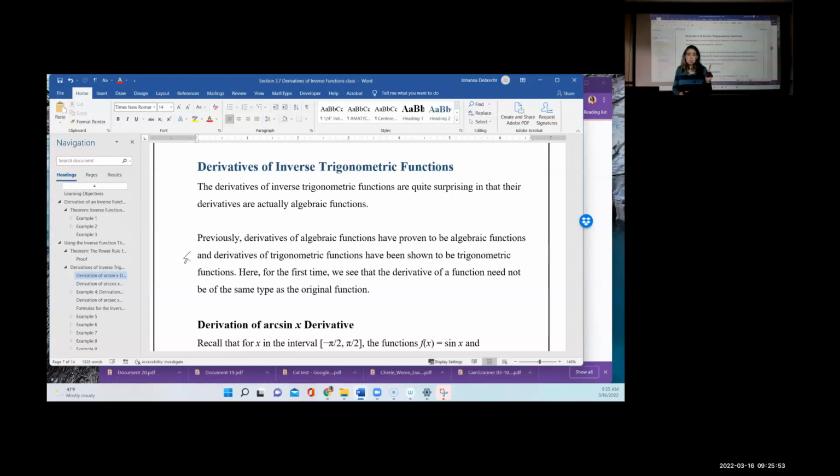Now we're going to see something truly unusual and different. The derivative of the inverse trig functions is not an inverse trig function. It's algebraic, which is wild. I remember the first time I studied this, it took me a long time to wrap my head around how the derivative of an inverse trig function could end up being some kind of algebraic expression.